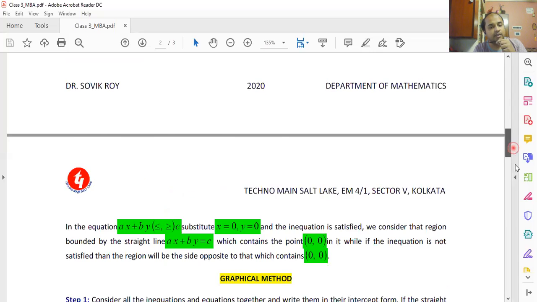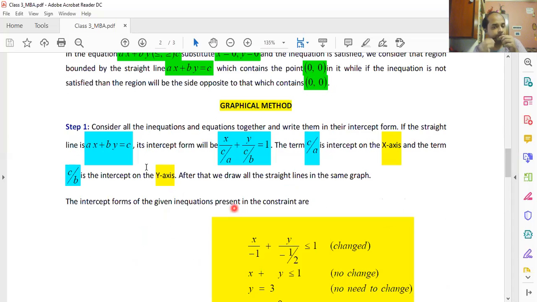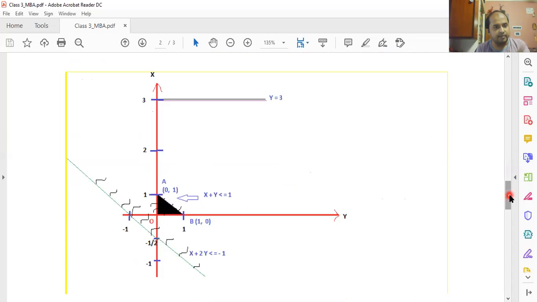I'm recapitulating the steps. First of all, you have to bring the equation into the intercept form and draw the straight lines. If the transformation to intercept form is not needed, you don't have to do it. You draw all the straight lines in a common graph. This may be a graph paper, or this may be a white sheet. After you draw the graph, applying the rules, you can mark the regions.